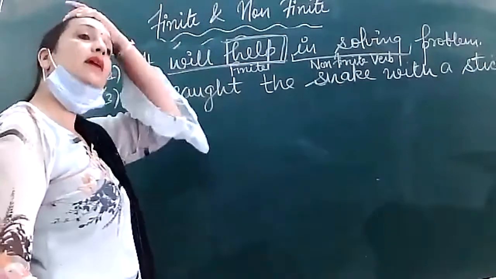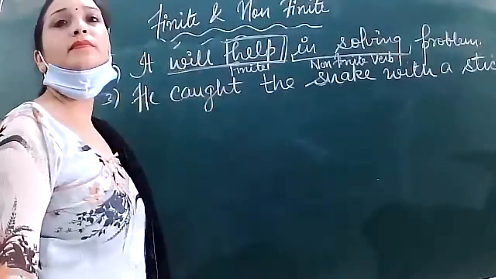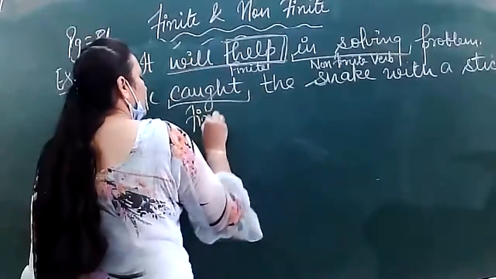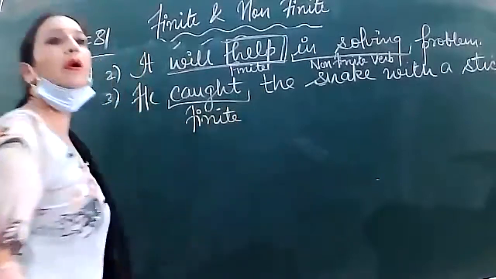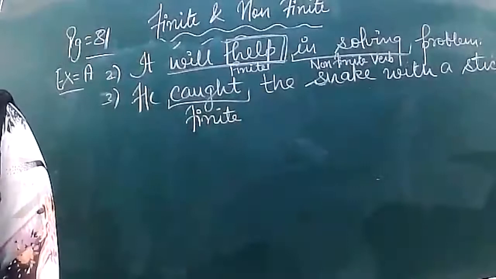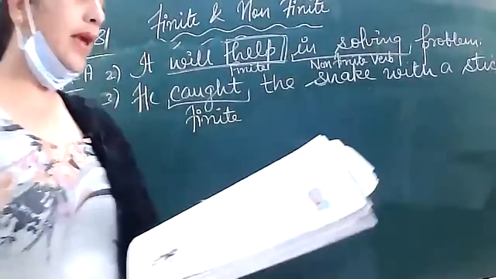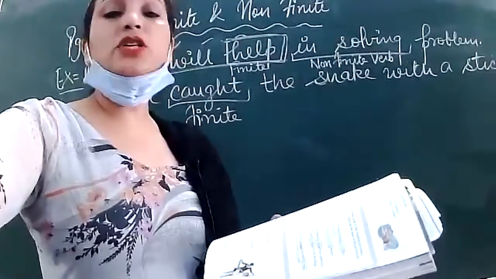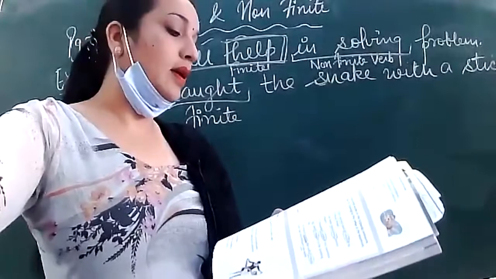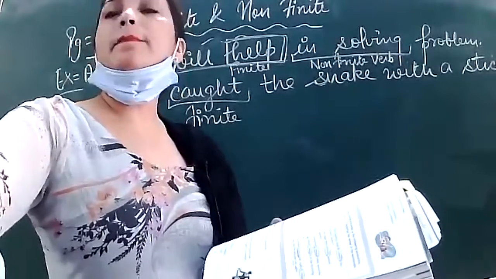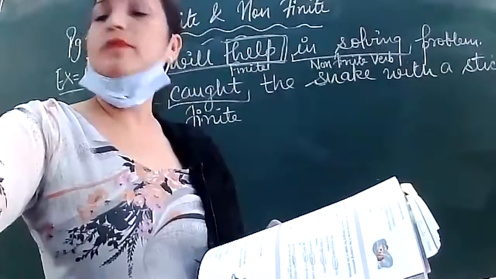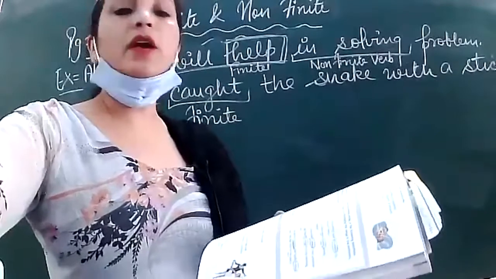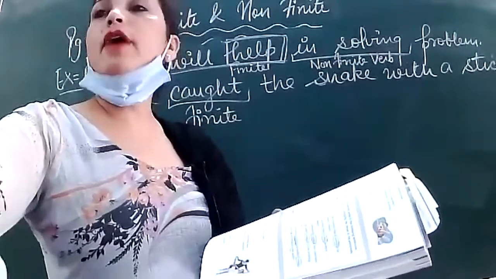He caught the snake with the stick. So what is caught here? Caught here is a finite verb. Now you will be able to do the rest of the sentences on your own. Quickly, I ask you, hurry up. You are a smart girl. Which is finite verb? Birds fly in the sky. Fly is which verb? The police caught the thief. Speak full sentence. Caught is a finite verb.